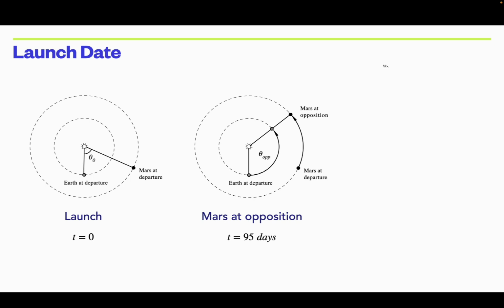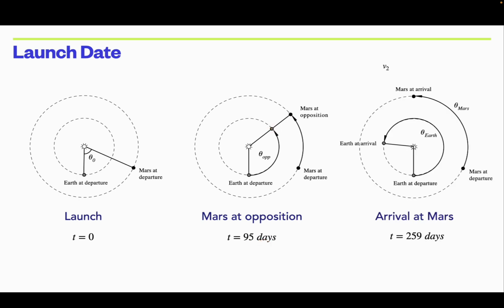The calculation is fairly simple, but I'll just show the result. It turns out that the launch of the space probe has to happen 95 days before opposition in order for the probe to arrive at Mars. Okay? So the total time it takes the probe to go from here all the way over to where Mars is, is 259 days, but the launch date has to be 95 days before Mars is in opposition.